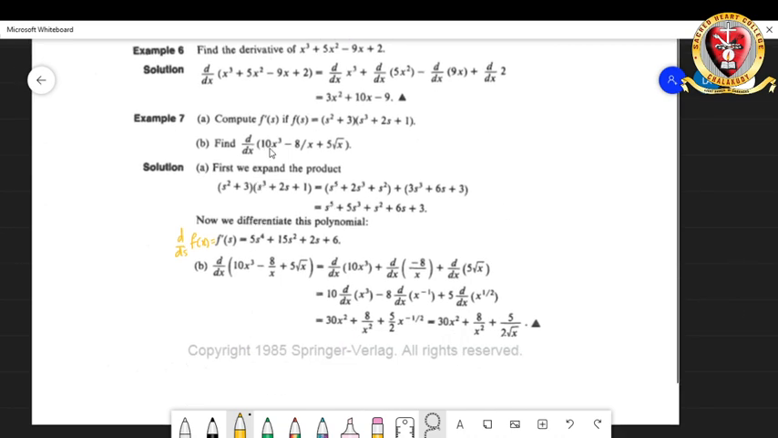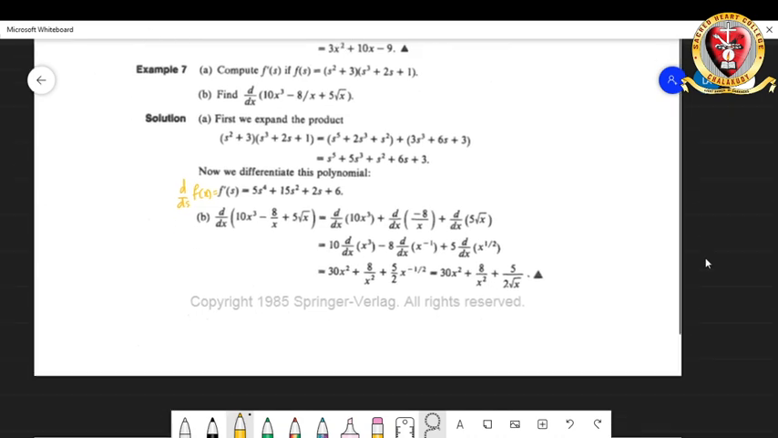Similarly, if the polynomial is 10x cubed minus 8 by x plus 5 root x, find the derivative, that is equal to d by dx of 10x cubed plus d by dx of minus 8 by x plus d by dx of 5 into root x. Then finding the derivative, you get 30x square plus 8 by x square, because there is already a minus, and when you take the derivative of 1 by x, you have minus 1 by x square, so you get a positive sign here, plus root of x will have derivative 1 by 2 root x, so there is a 5 by 2 here, and 1 by root x is nothing but x raised to minus 1 by 2, so it can be written as 30x square plus 8 by x square plus 5 by 2 root x.